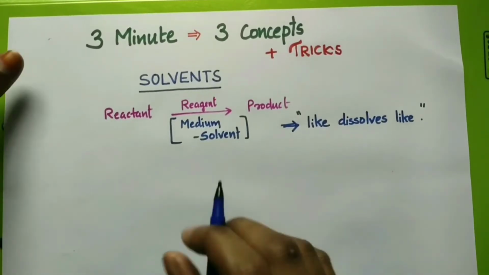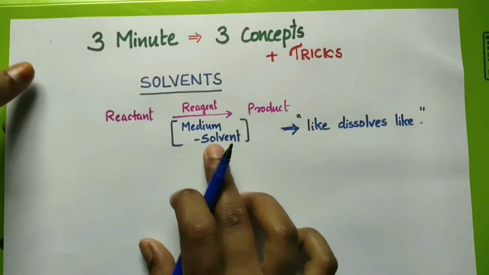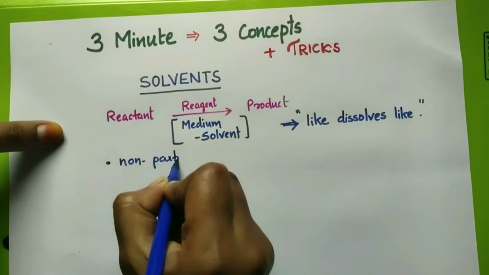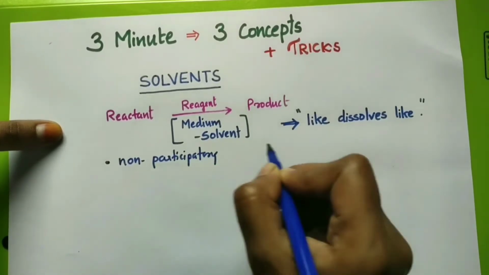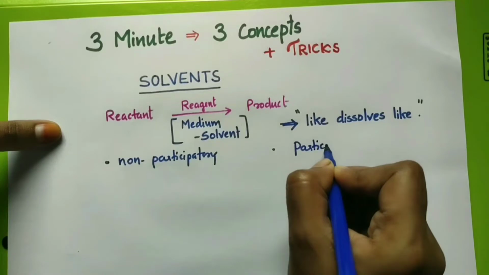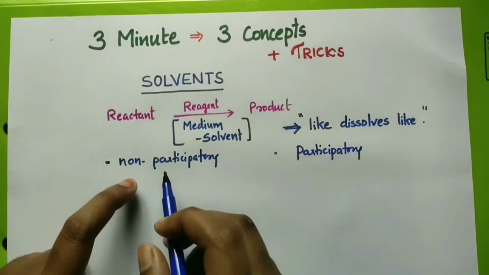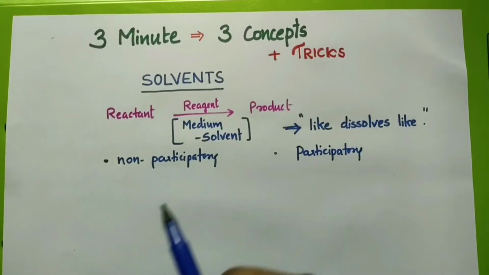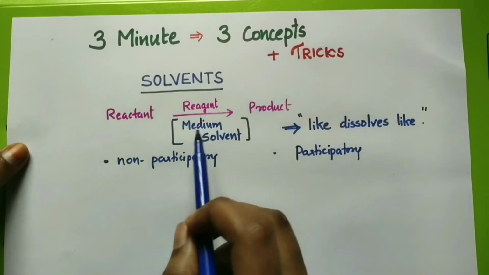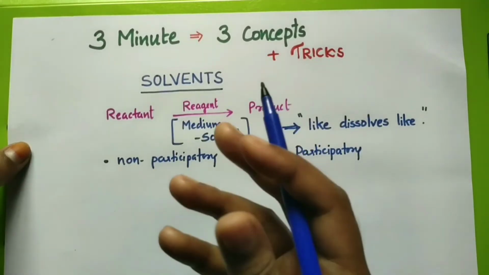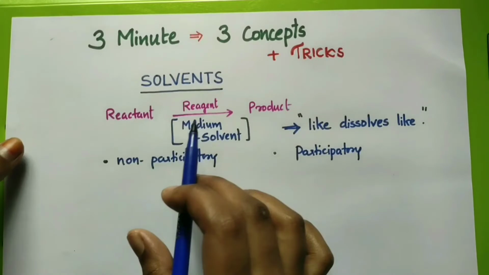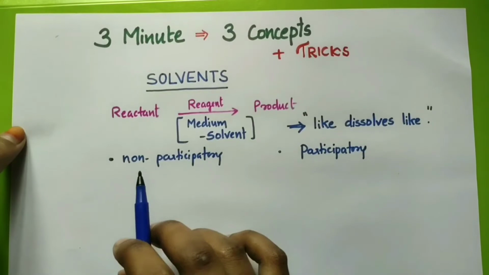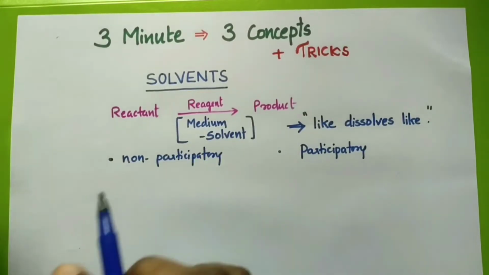Suppose in a reaction, a solvent may act as non-participatory as well as participatory. What this means is that the solvent does not interfere in the reaction, while solvating, or you can consider it as dissolving, the reactant and reagent are just dissolved in the solvent. So this is a little bit of information regarding solvents.